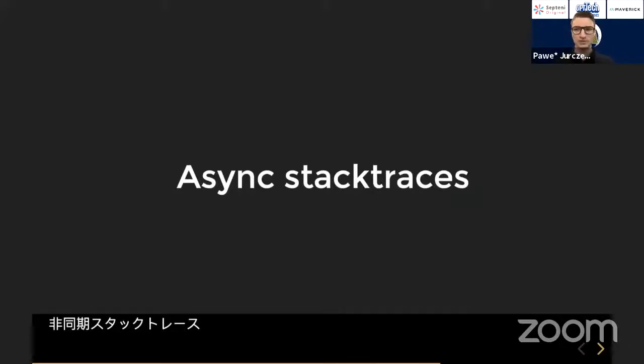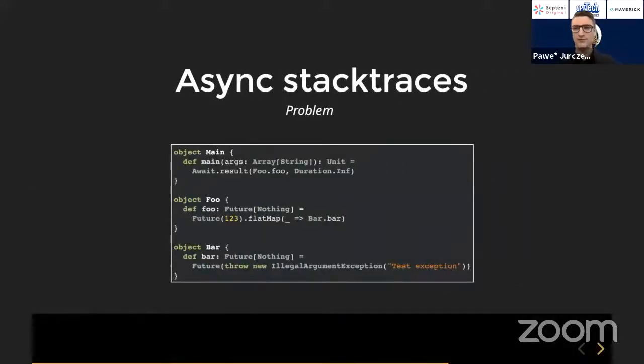Now I would like to jump into the world of asynchronous stack traces. But why do we even have to care about asynchronous stack traces in the first place? What is the problem with them? Let's see an example of a very simple application where we have some main method which awaits the execution of an asynchronous computation. That asynchronous computation is performing some logic and is calling sequentially another asynchronous computation. And that other asynchronous computation fails for whatever reason. This is an illegal argument exception in this case.